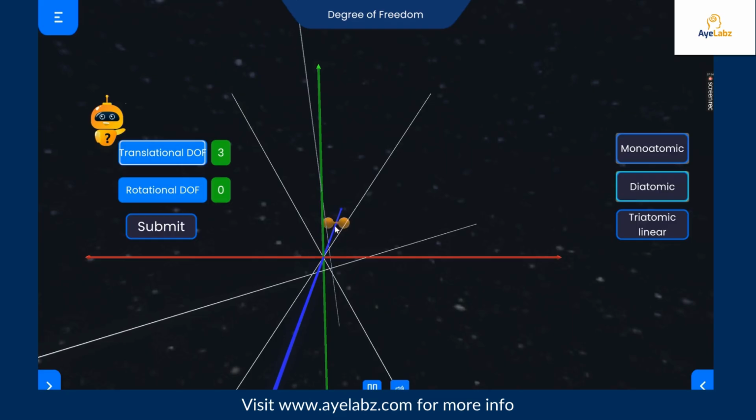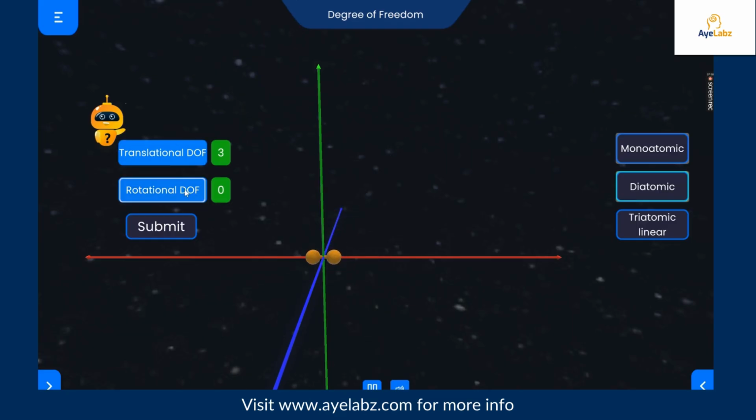But in case of rotational degrees of freedom, unlike monatomic gases, diatomic molecules can rotate around 2 axes perpendicular to the bond axis. This adds rotational degrees of freedom to the molecule. Like this, and another rotation is like this.